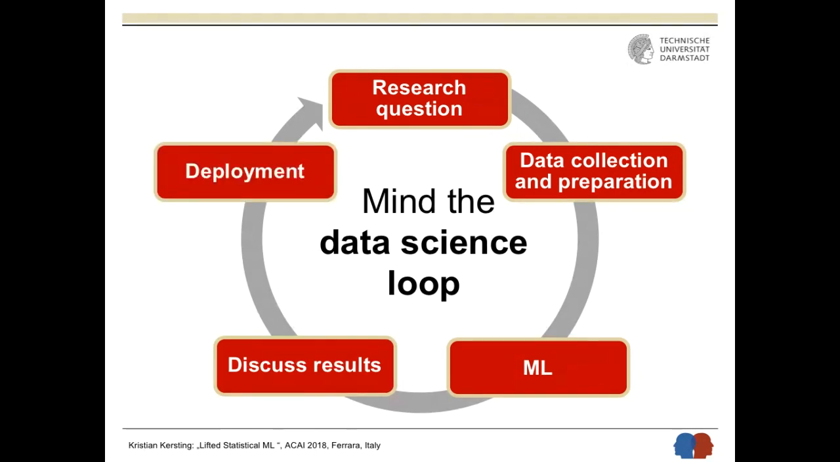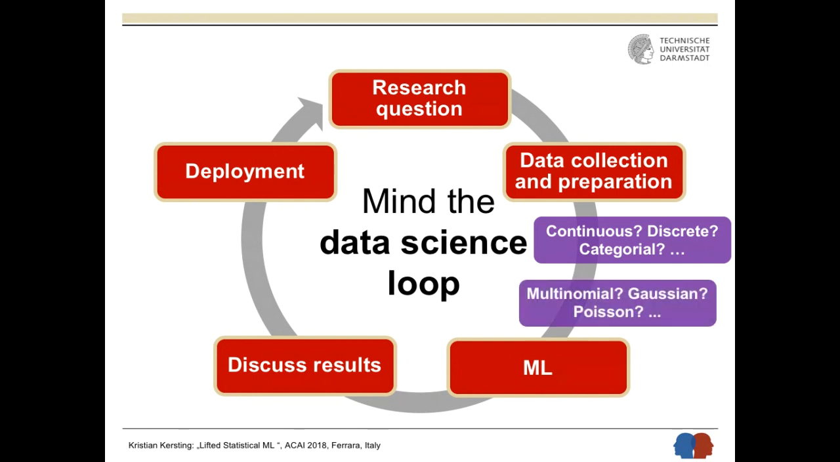You may have to discuss results, and then if you're lucky, you may deploy. But even on the way there, you have to make so many decisions, like is it a continuous or a discrete or a finite or a categorical random variable. If you have decided on that, you may have to think about what it actually is. Is it a multinomial? Is it a Gaussian? Is it a Poisson?